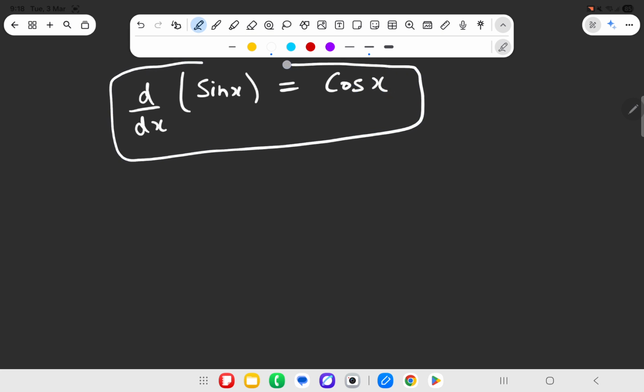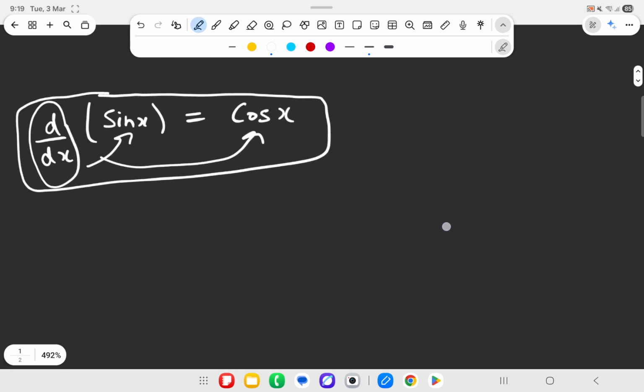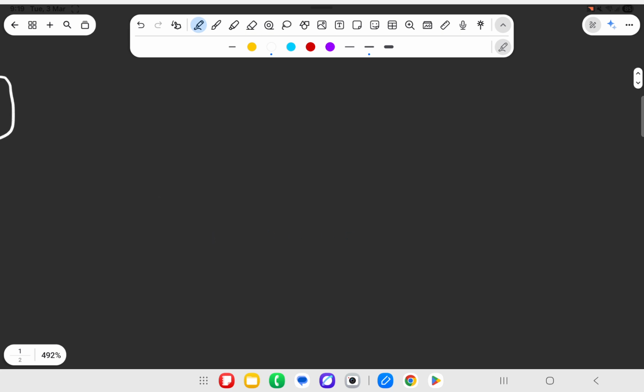Everyone, in this video I show you why the derivative dy/dx of sin x is always equal to cos x. So I want to prove this, or you can say I want to show you why the derivative of sin x is always equal to cos x. Simply, I can derive this with the help of the differentiability formula.